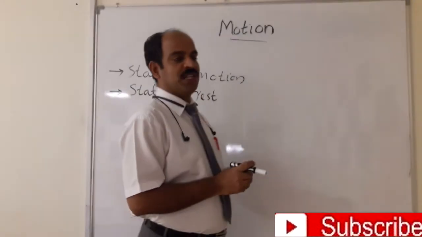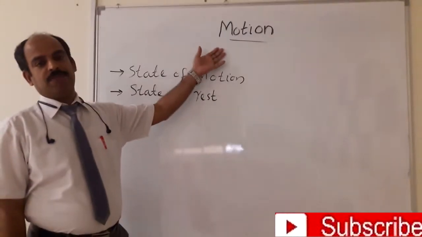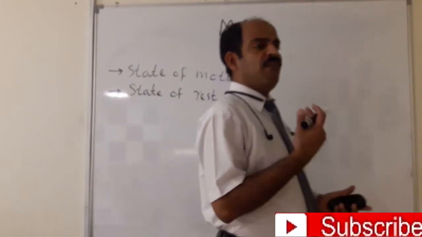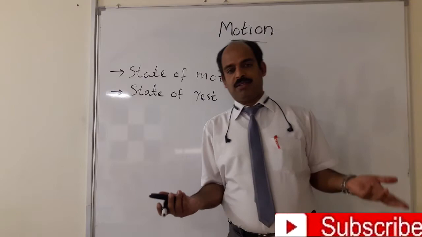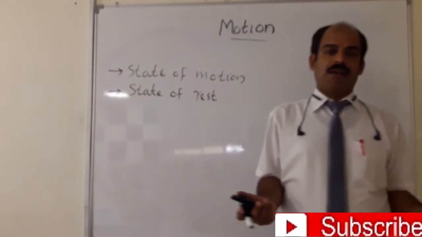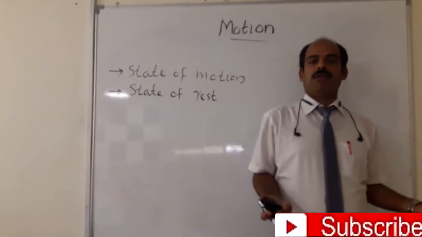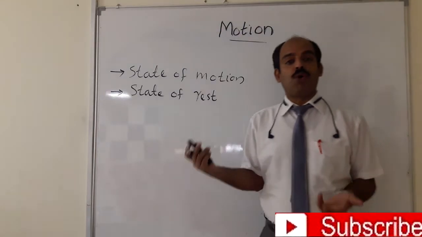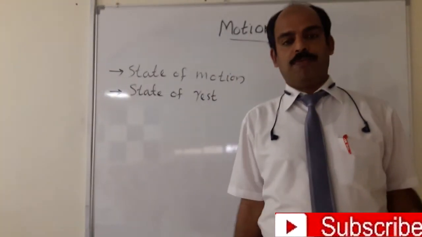Today, I would like to discuss grade 9 physics, chapter 8, motion. Let us start with state of motion. In everyday life, we are observing movement of different objects, right? Moving a car, running a child, and moving a chair. Different movement we can see that. Then what is motion, or what do you mean by state of motion?